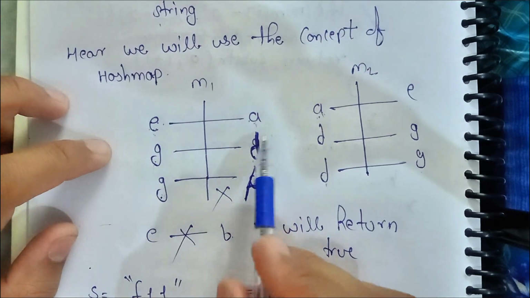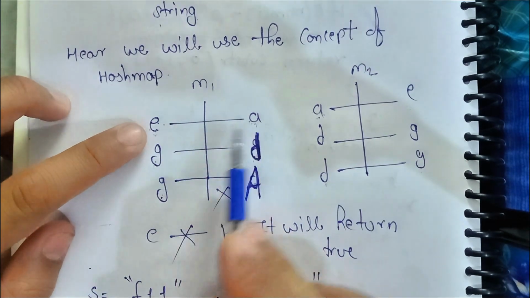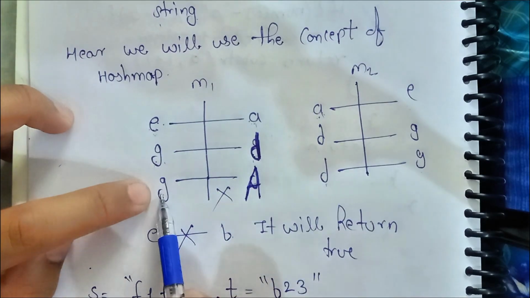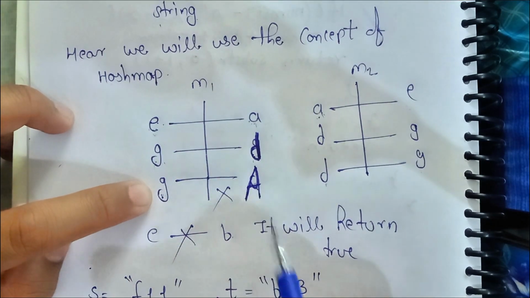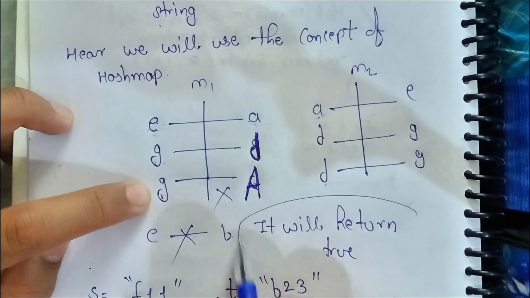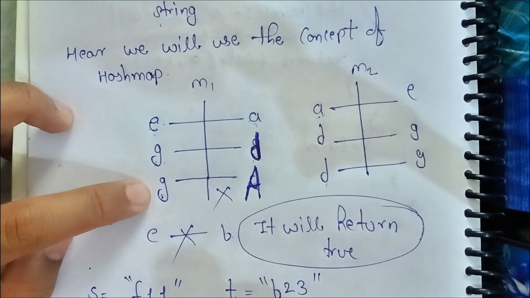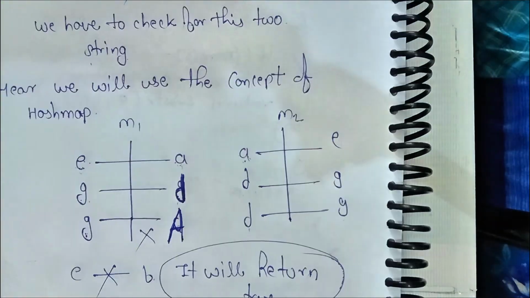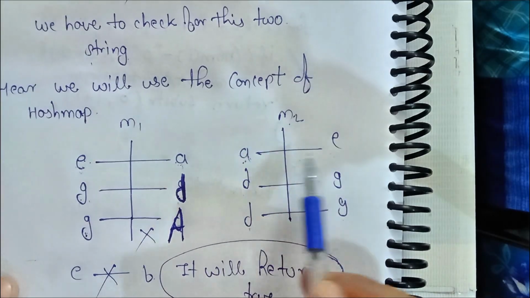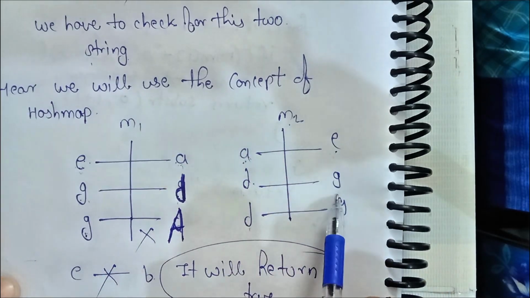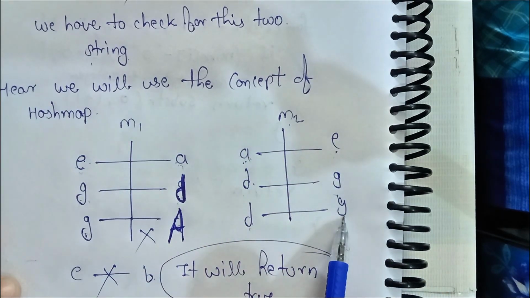But in this case, E is assigned with A, G is assigned with D, and here also G is assigned with D. So this is true. Means it is an isomorphic string. Here again we will check for M2. A is assigned with E, D is assigned with G, D is assigned with G.